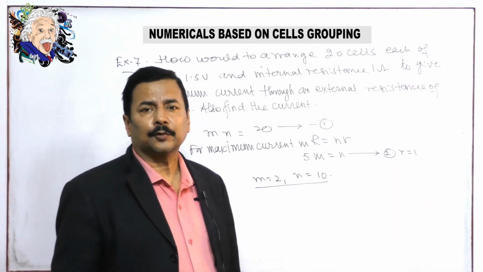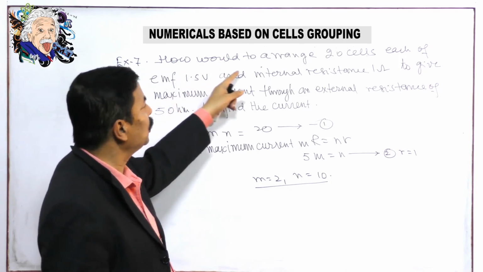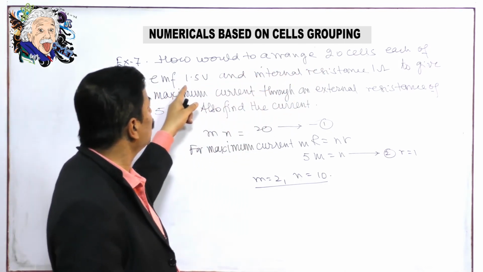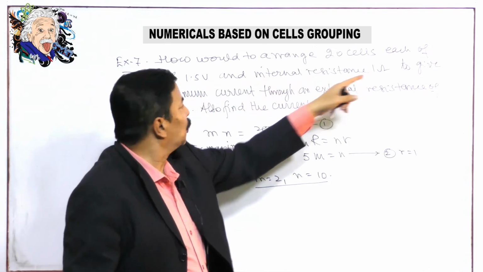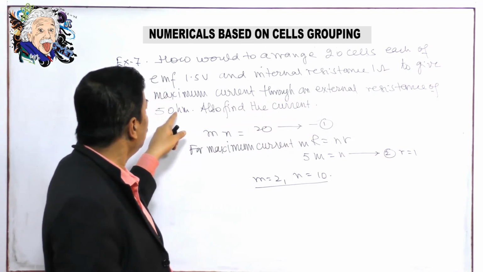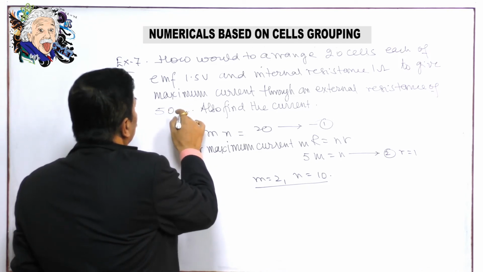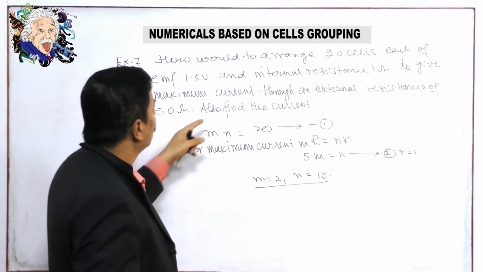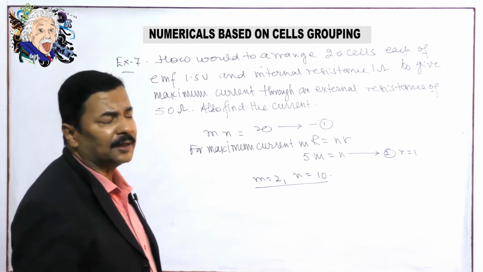Here, see the next question. The question is asking: how do you arrange 20 cells, each of 1.5 volt and internal resistance 1 ohm, to give maximum current through an external resistance of 5 ohm? Also find the current.